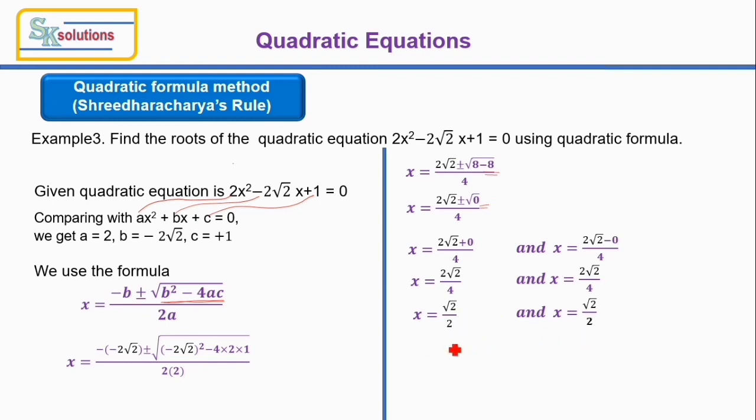Children, do we need to write this 2 times? Yes, we need to write it 2 times because it is a quadratic equation. It should have 2 roots. Unfortunately, the roots are same, but we have to write the roots are x is equal to root 2 by 2 and x is equal to root 2 by 2. This is the case of equal roots, real and equal roots, since b square minus 4ac has become 0.